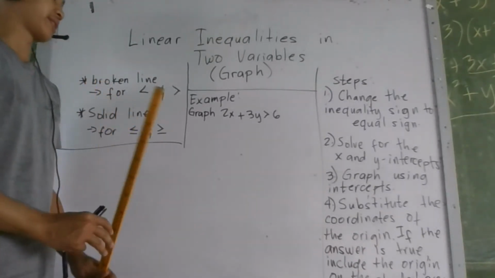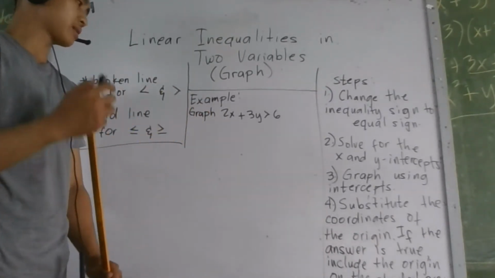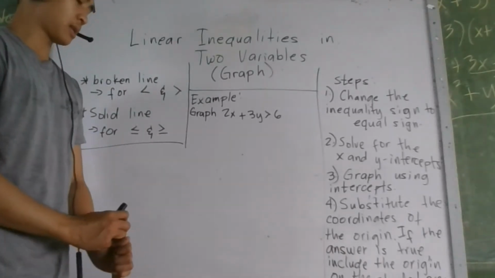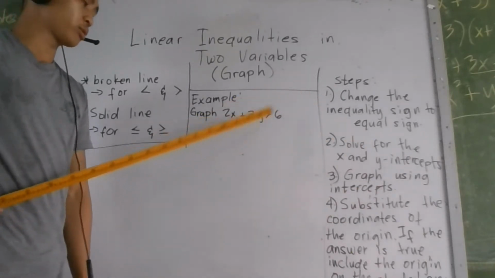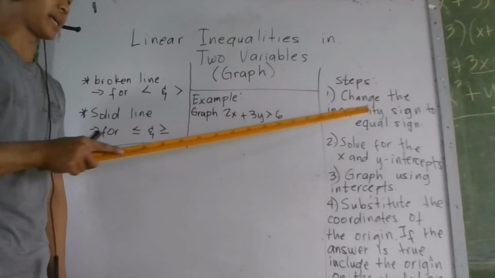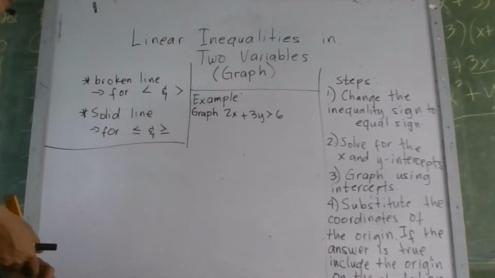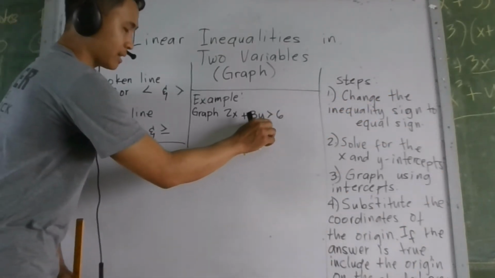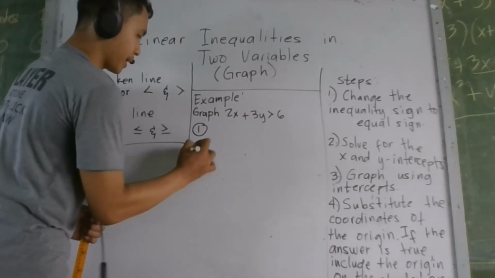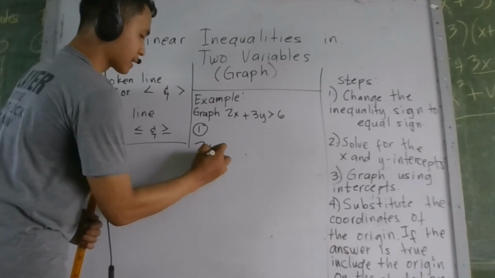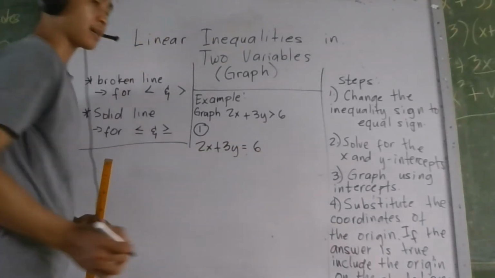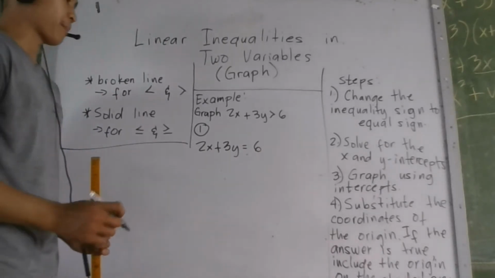Now let's say we have here examples. Graph 2x plus 3y is greater than 6. Now, how will we solve this one? We will follow the steps. Step 1, change the inequality sign to equal sign. That means, yung greater than dito, change lang natin sa equal. So, step 1 here is magiging 2x plus 3y is equal to 6. Okay? That is step 1.